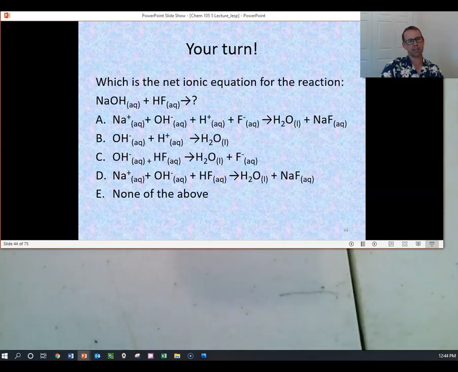Which of the following is the net ionic equation for this reaction? And this is a good one for people to do at home. So I'll give you guys a chance to do it, and then we'll talk about it, okay? So push pause. Make sure you have a chance to do it. All right. Hopefully you had a chance to do it. Now let's look at the answer.